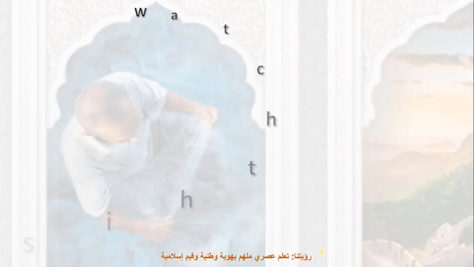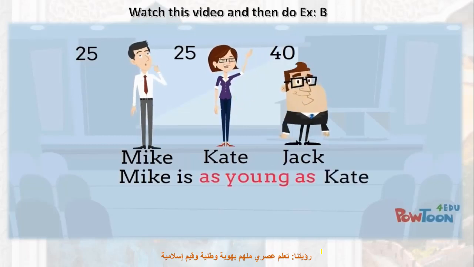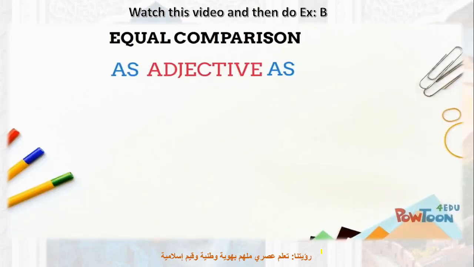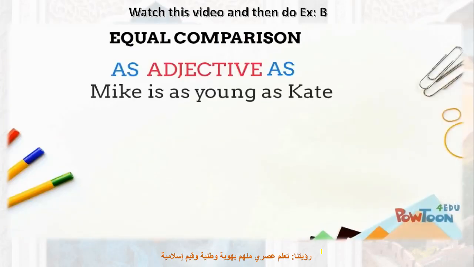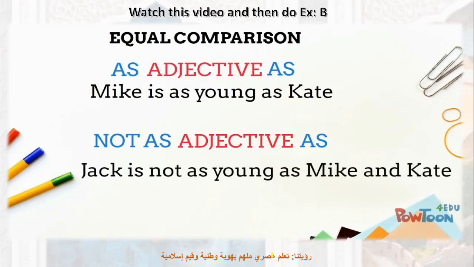Be ready. Mike and Kate are 25 years old. Jack is 40. So Mike is as young as Kate. And Jack is not as young as Mike and Kate. To make an equal comparison, we use the formula as, adjective, as. For example, Mike is as young as Kate, or its negative variant, not as, adjective, as. Jack is not as young as Mike and Kate.